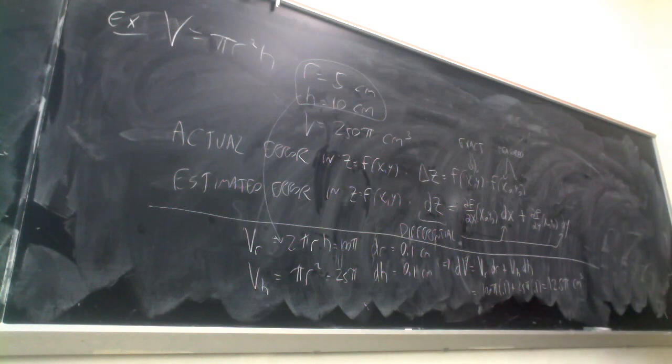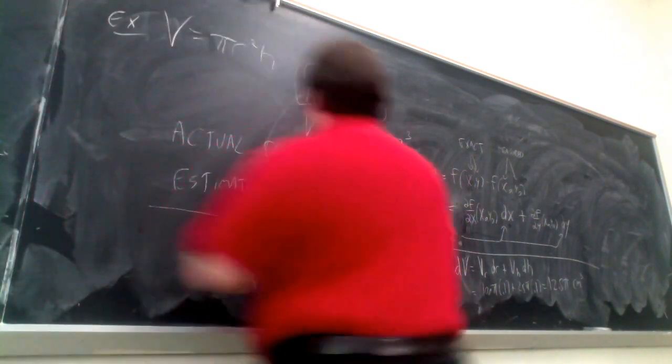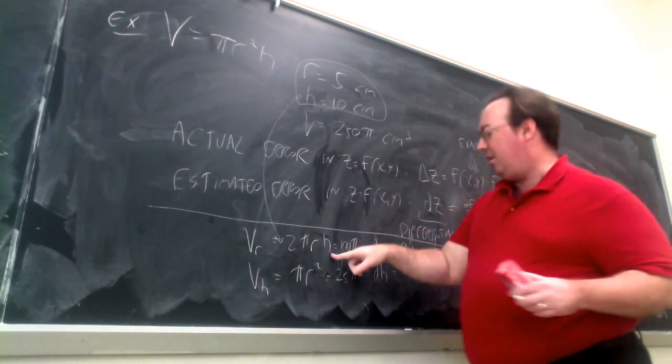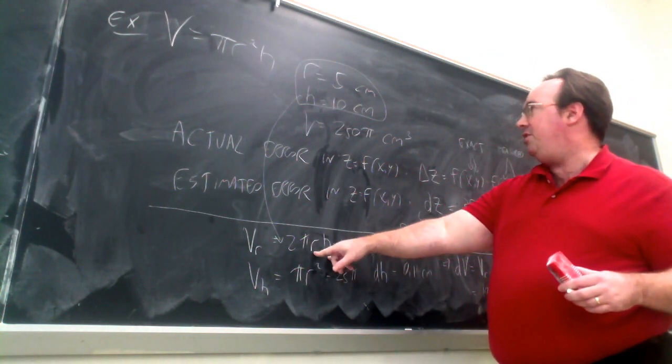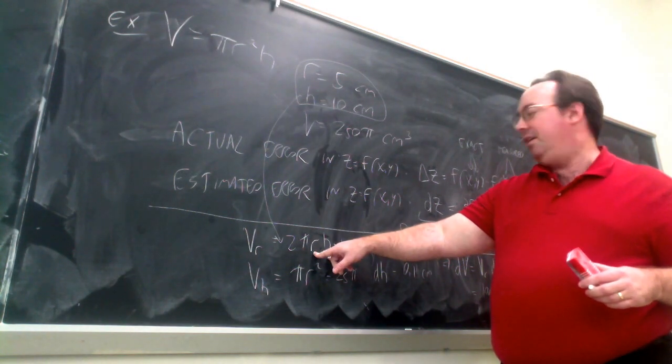So any questions about this example with the cylinder? Okay. How come on V_r we had 100 pi? Because I have 2 pi rh, and I'm filling in r equals 5 and h equals 10. Oh, h is 10, that's right. Yeah. Okay.